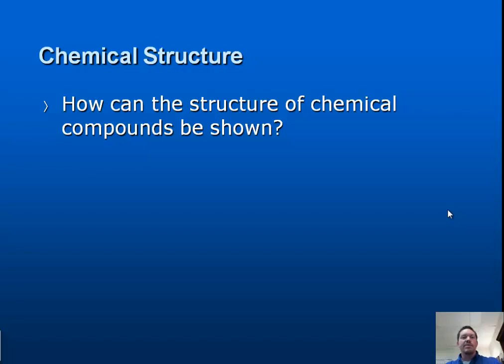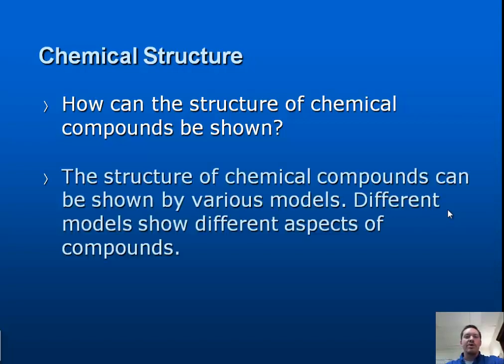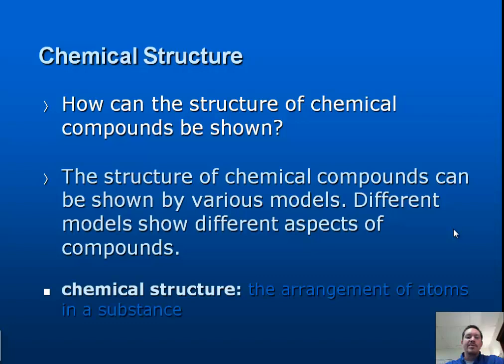Alright, next question. How can the structure of a chemical compound be shown? The structure of a chemical compound can be shown by various models. Different models show different aspects of compounds. So we can start with the chemical structure, which is just the arrangement of atoms in a substance.